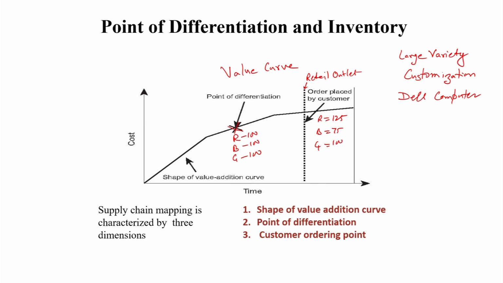But if for a product you are able to do some differentiation after arrival of the customer, if I shift the point of differentiation from point A to point B, then you will find that you are producing 300 components here and keeping them as one type. You are keeping the 300 components of one type here, and depending upon the requirement, you are converting them into red, blue and green.